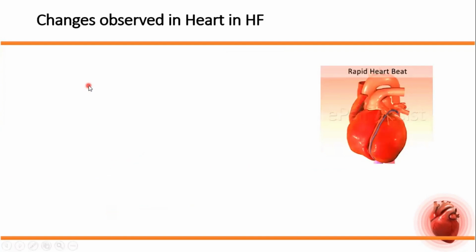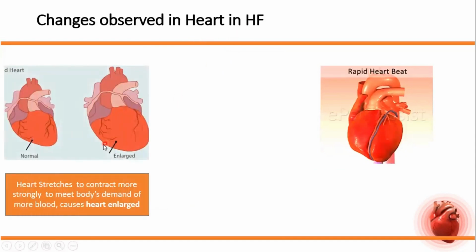How would you differentiate the normal heart from a heart in heart failure? What are the changes you observe in a heart in heart failure? One of the major changes you will find is enlargement of the heart. Why is the heart getting enlarged in heart failure? As we discussed earlier, in heart failure, the muscles of the heart become very weak. To compensate for that weakness, the heart stretches itself more strongly to meet the body's demand for blood. This causes the enlargement of the heart.